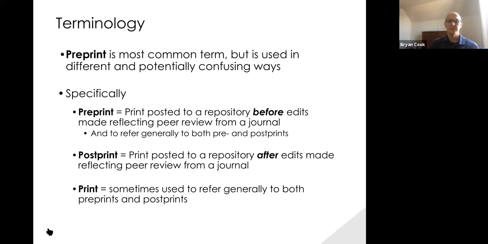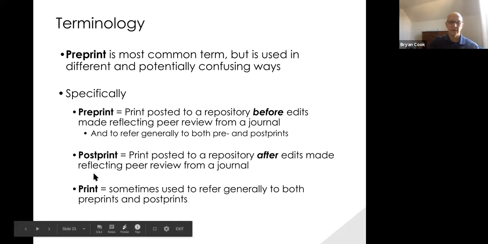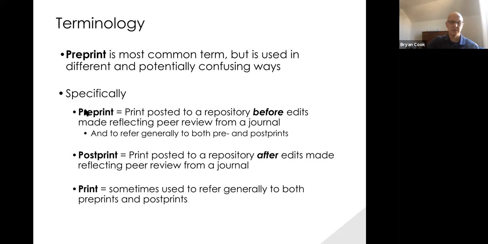So some terminology. Preprint is used in two different ways, or at least that's how I find it, as a common generic term that is about an author formatted version of a paper. Sometimes that's just generically referred to as preprint. But I'll try to, at least in the rest of this, be more specific. And so a preprint is that author formatted paper, usually a PDF of your Word document, that is before edits have been made reflecting peer review from submission to a journal. So this is your work. You can pretty much do what you want with it.